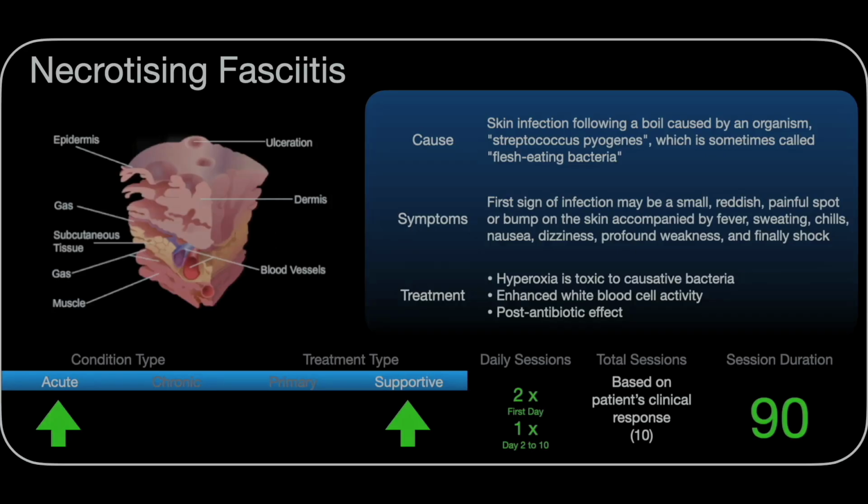The use of hyperbaric oxygen therapy in the treatment of patients with necrotizing fasciitis relies on hyperoxia, enhanced white cell activity, and enhanced antibiotic activity because of the increased oxygen pressures.